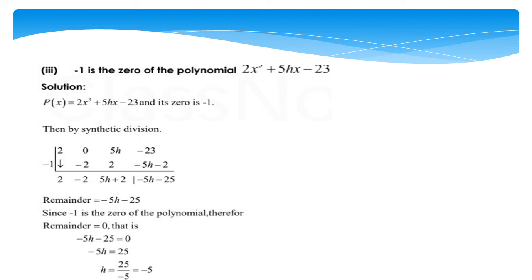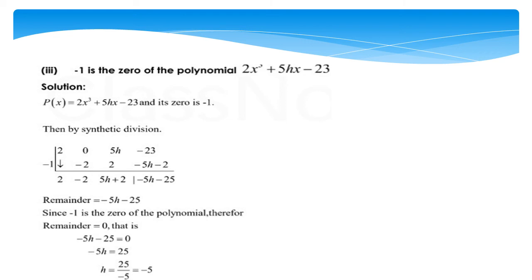Then 0 minus 2 is equal to minus 2. Minus 2 multiplied by minus 1, the product is 2. 5h plus 2 is the sum. Again multiply 5h plus 2 by minus 1 and get minus 5h minus 2. Minus 23 and minus 2 is minus 25, so the sum is minus 5h minus 25. The remainder is 5h minus 25.